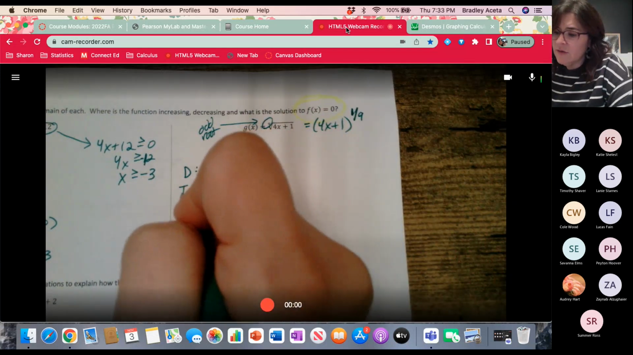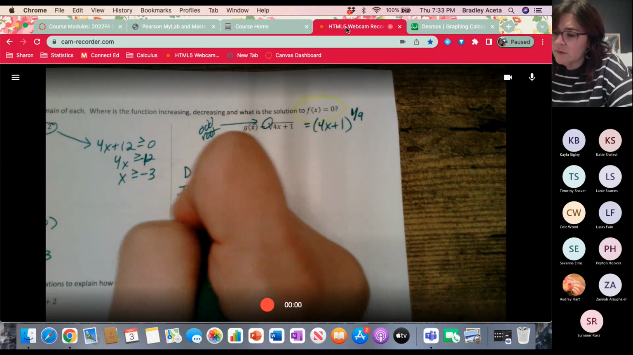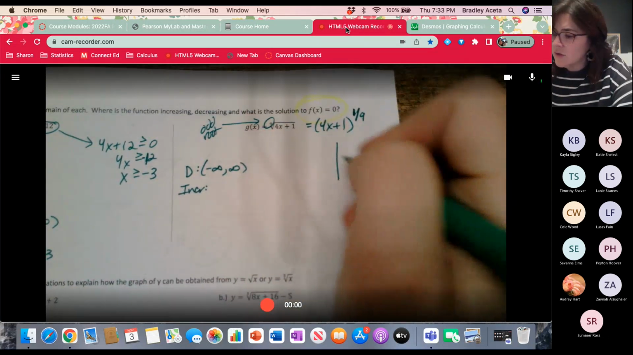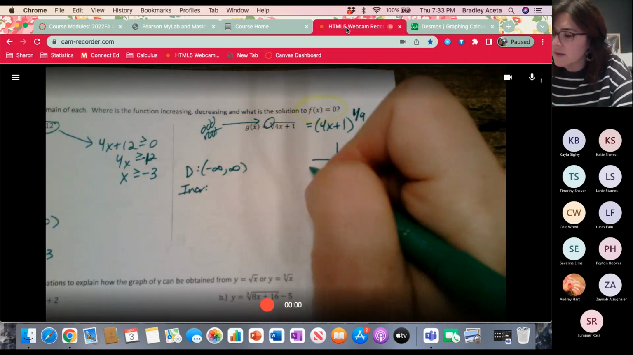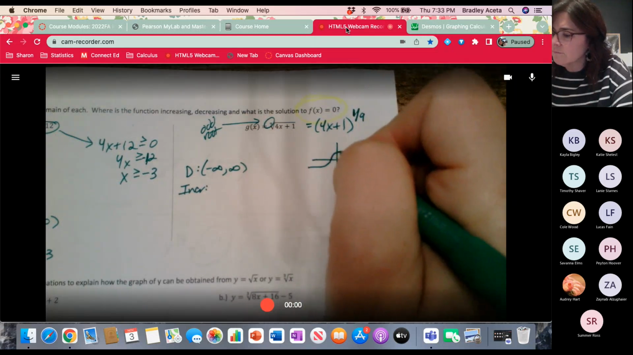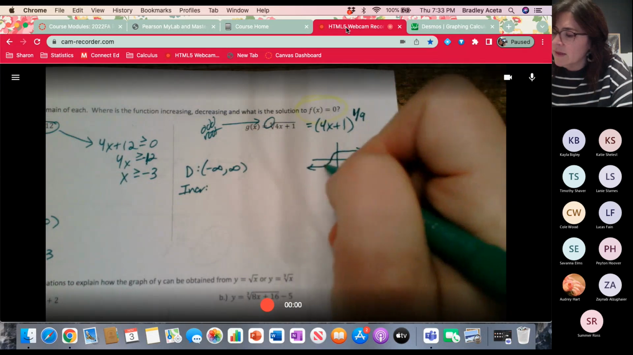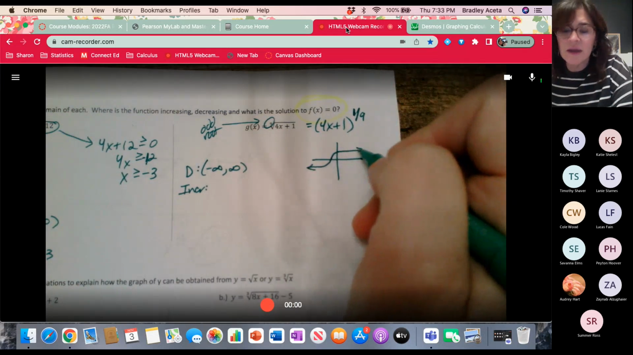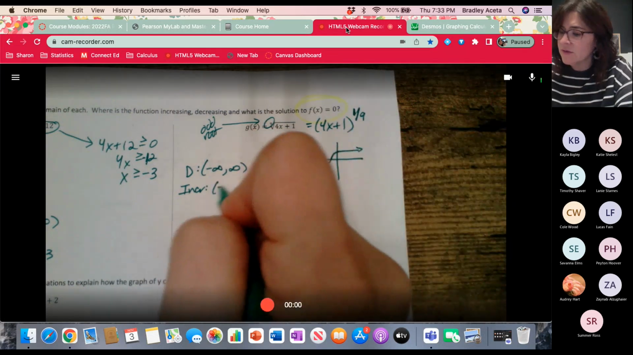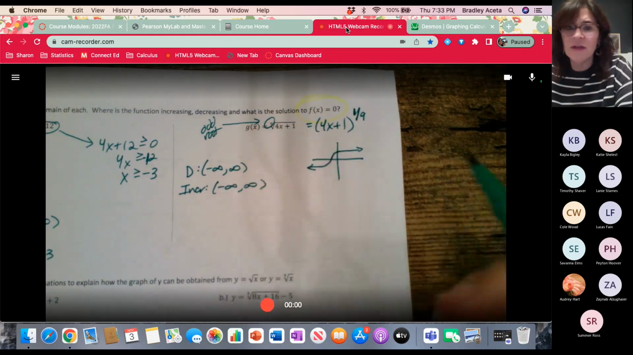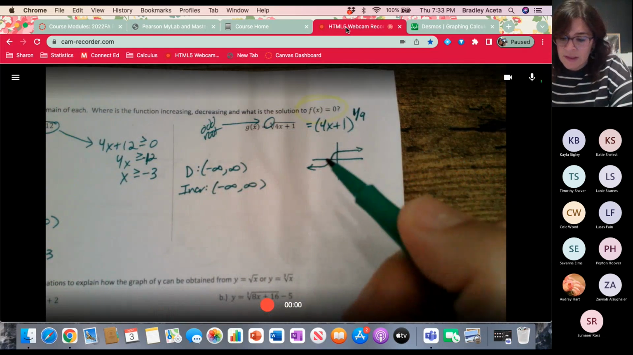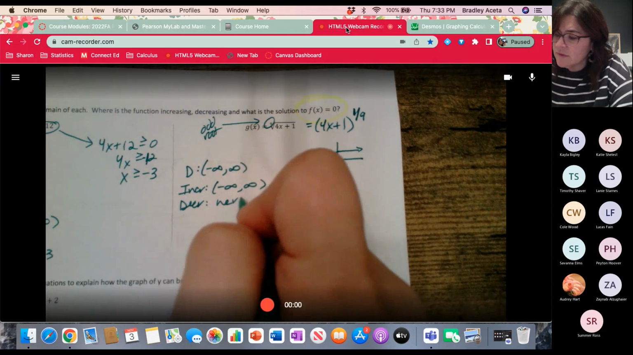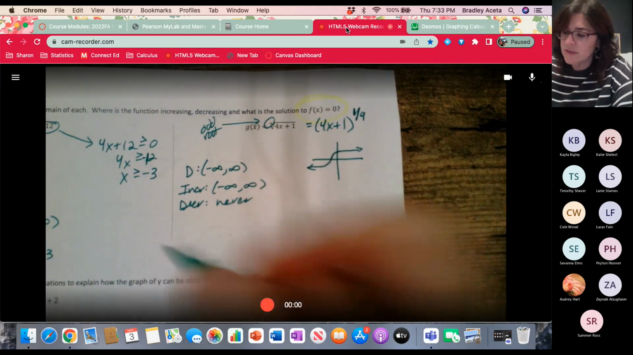Where is it increasing? Well, again, I should draw it out for me. It kind of looks like it is actually, from the left to the right, increasing the entire time. So it's always increasing along -infinity to infinity. Decreasing, it's not, because again, left to right, it's never decreasing.